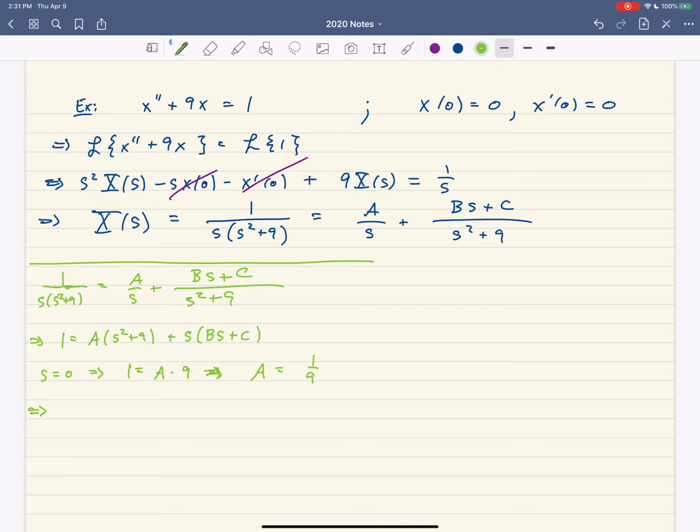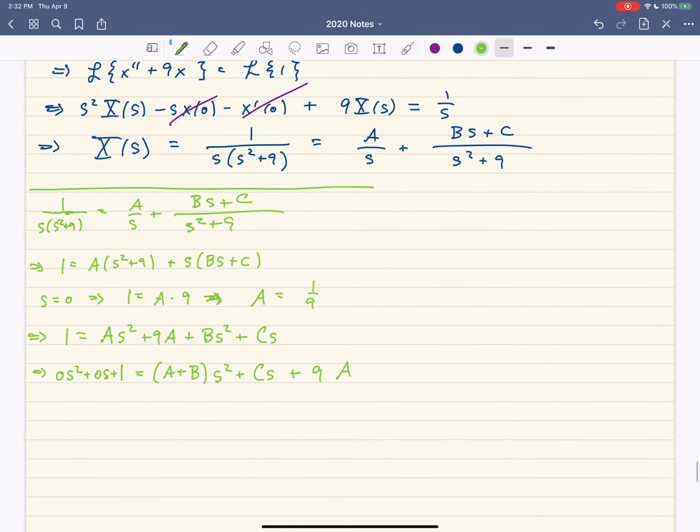I want to expand out the right side, which I can write as As squared plus 9A plus Bs squared plus Cs. I'm thinking of both sides as a second degree polynomial in s. On the right side, we end up with (A plus B) times s squared, plus Cs, plus 9A. And on the left side, we have 1, which I'm going to think of as 0s squared plus 0s plus 1.